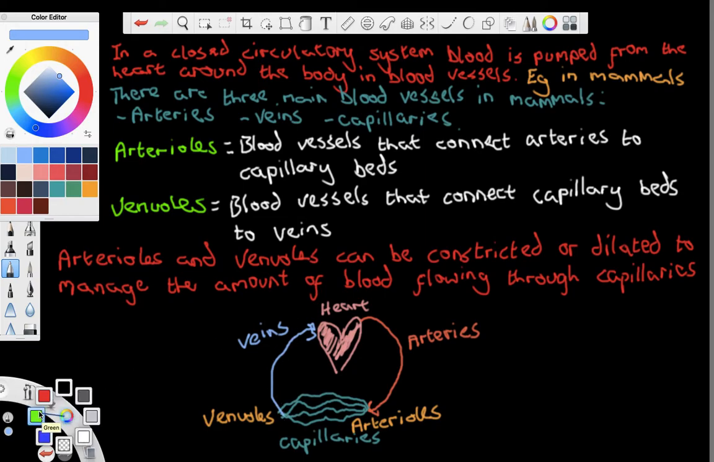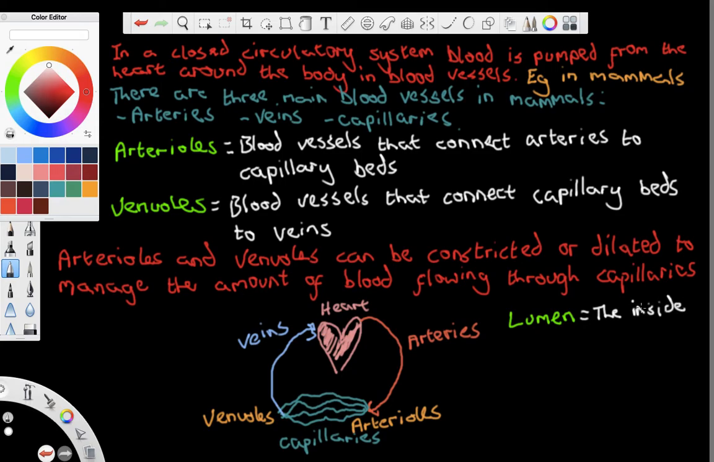Now, before we move on, there is one key word that I want to define because we're going to be using it quite a lot. And the key word is lumen, L-U-M-E-N. Now, the lumen is the inside space of a tubular structure.